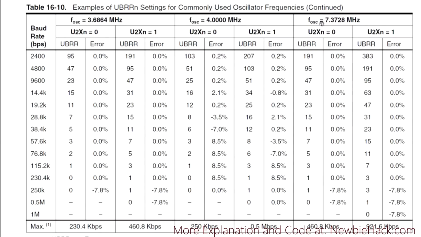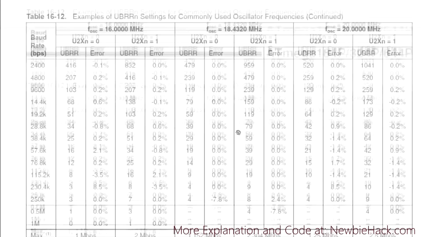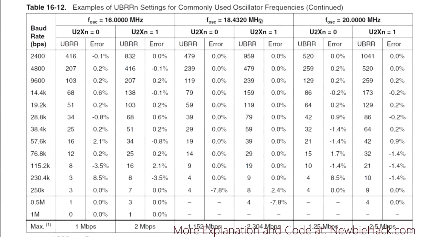But you'll see another odd one. It's 7.3728, and it appears to have the same error rate at the same area. Let's take a look at a few more. Another one is 11.0592. We can still see that negative 7.8%. And we have the same thing going on with the 14.7456. And then we have the maximum for this particular microcontroller, because this microcontroller has a maximum of 20 MHz. We have 18.4320 MHz. And you would select this if you're doing a lot with the microcontroller.